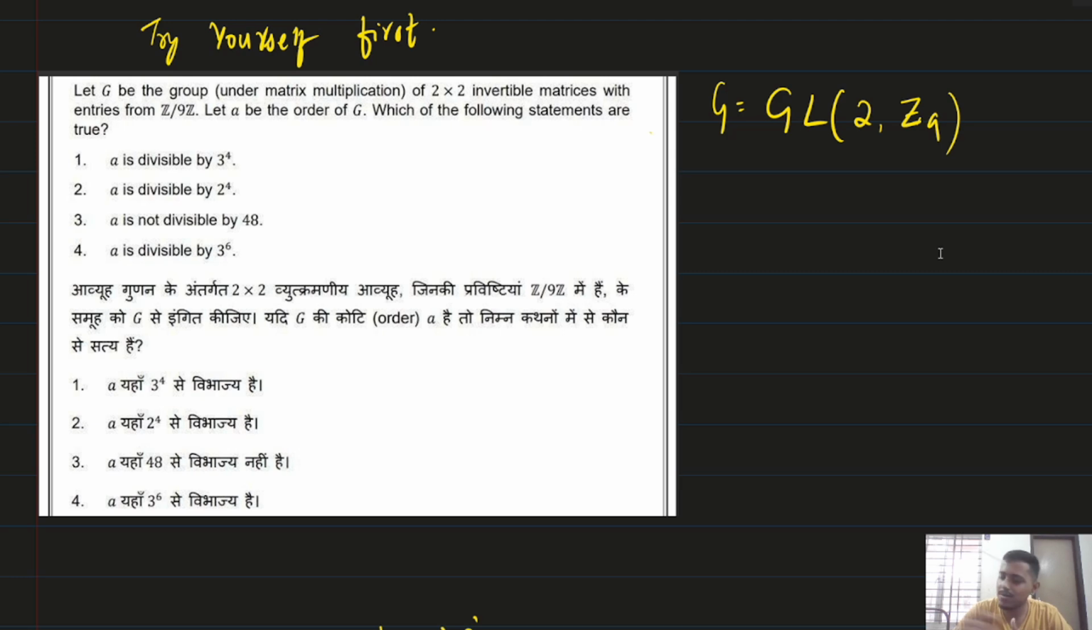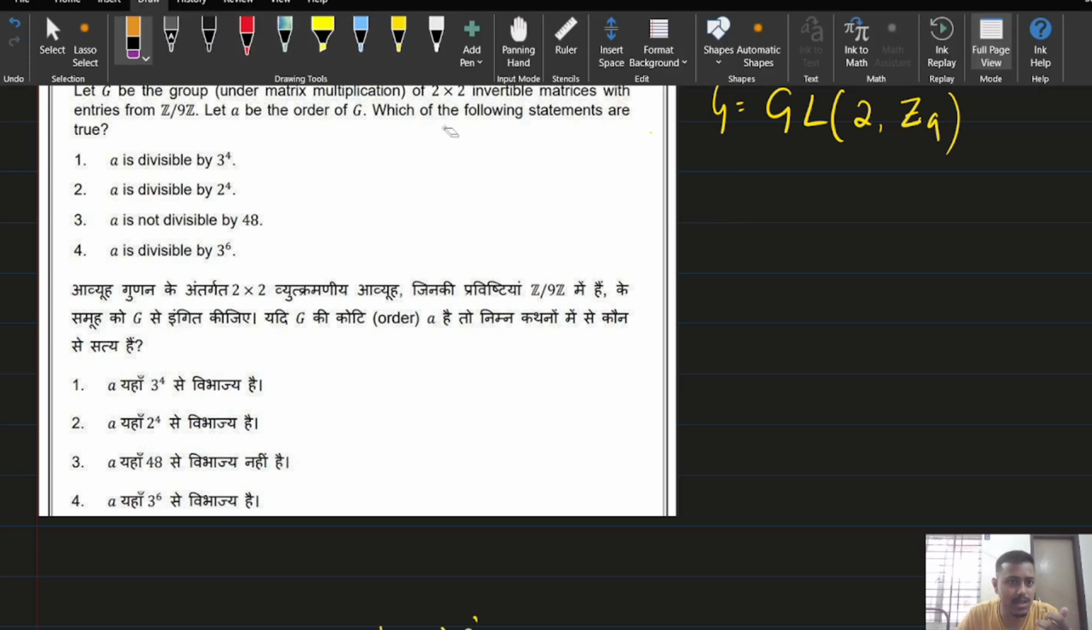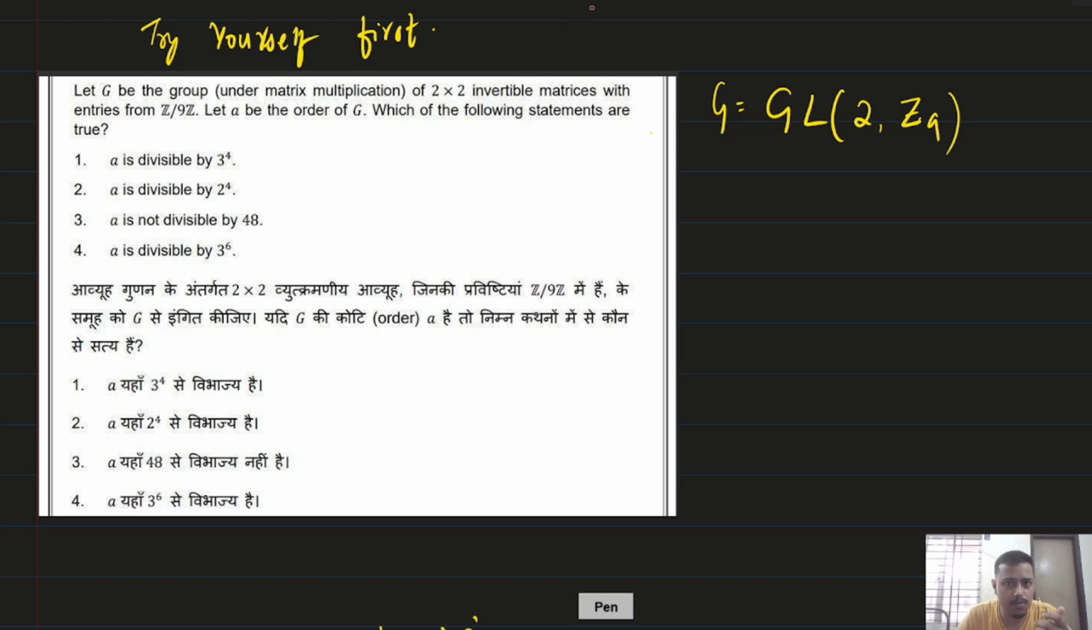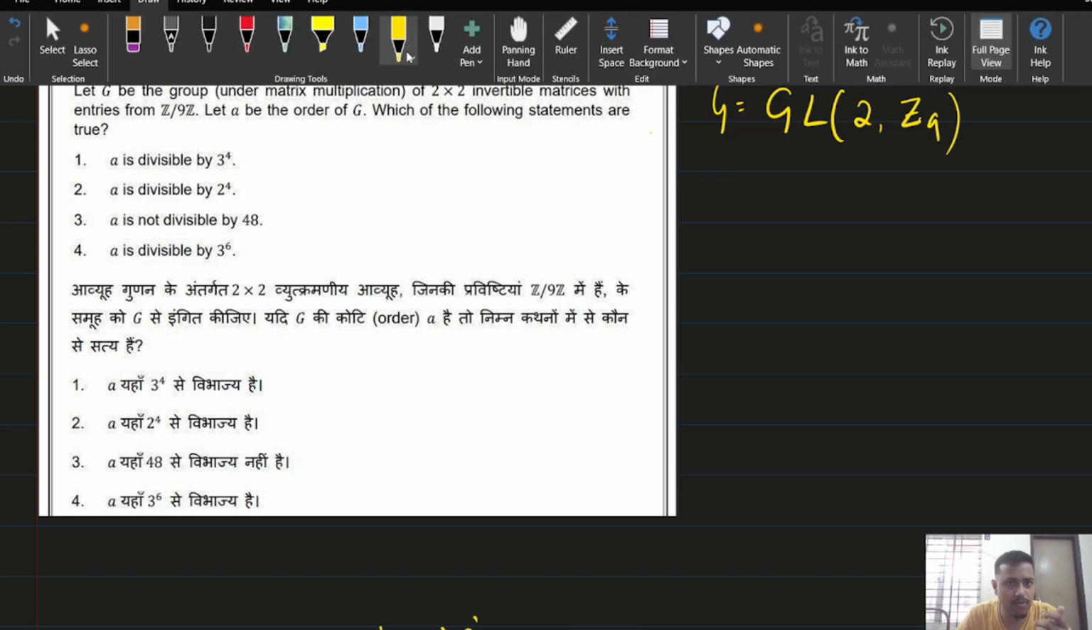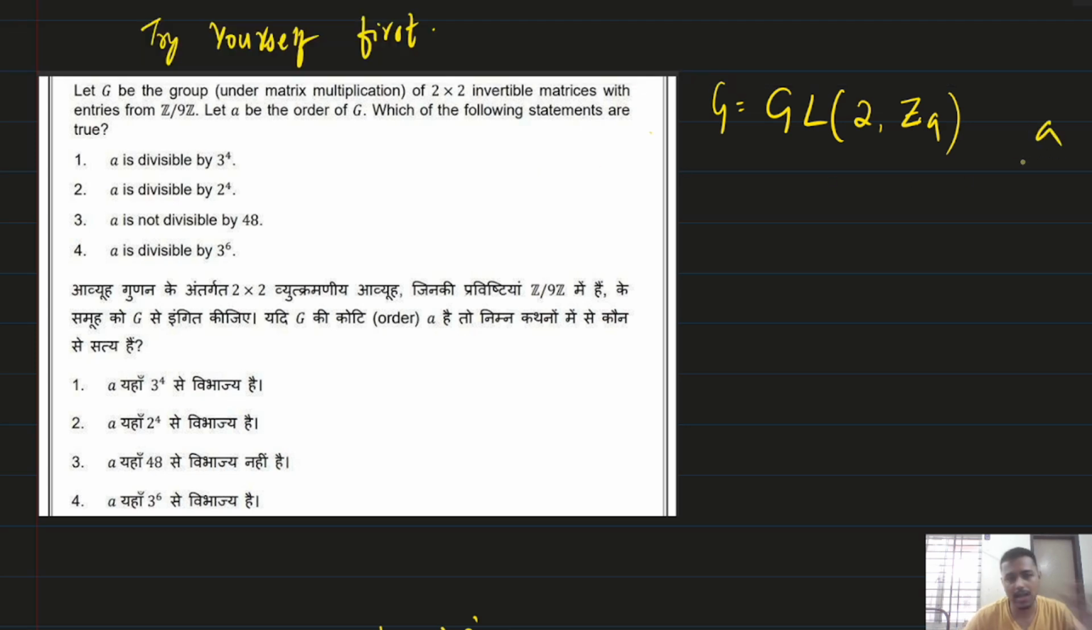मैंने भी ट्राई किया था इस क्वेश्चन को। पहले तो मेरे दिमाग में जो आया, जो आपके दिमाग में भी आया होगा, कि क्वेश्चन समझने के लिए बहुत इजी है। We are given a group, we have to find that order which is denoted by A, and now we have to check that A is divisible by what. So we know this group, this is called general linear group. Okay, GL(N, Z_P), we denote it like this.